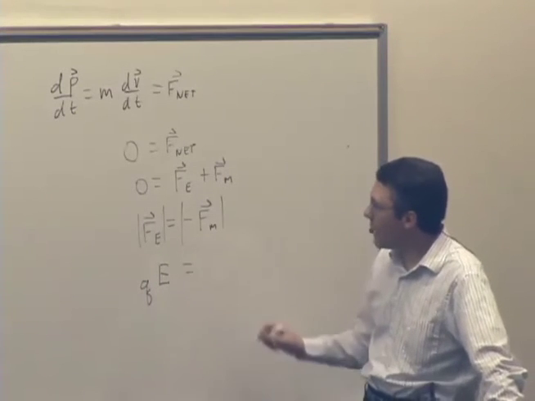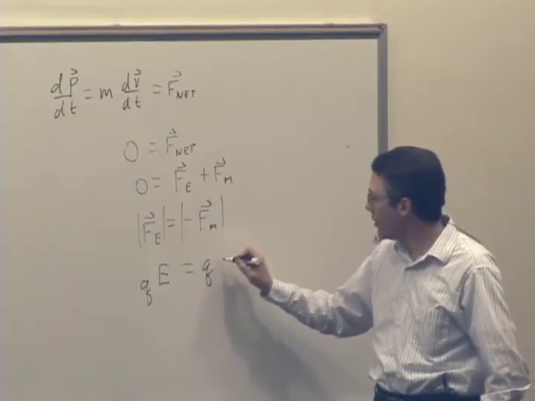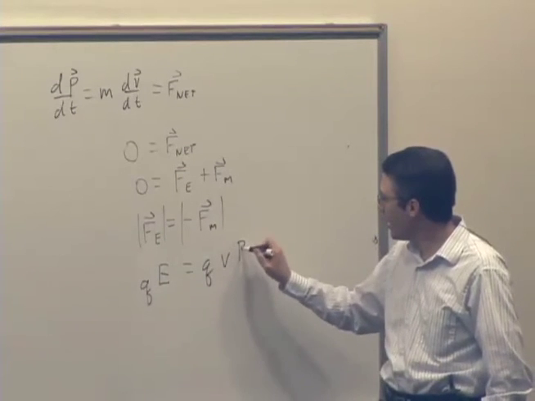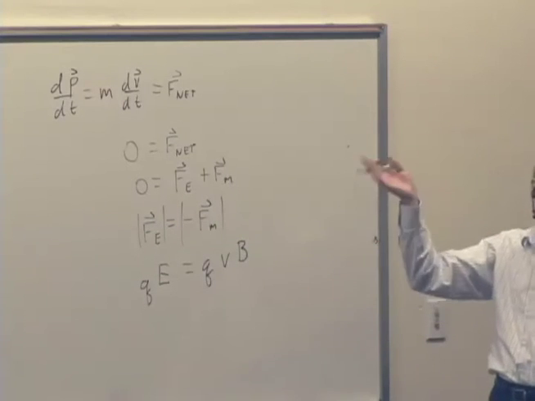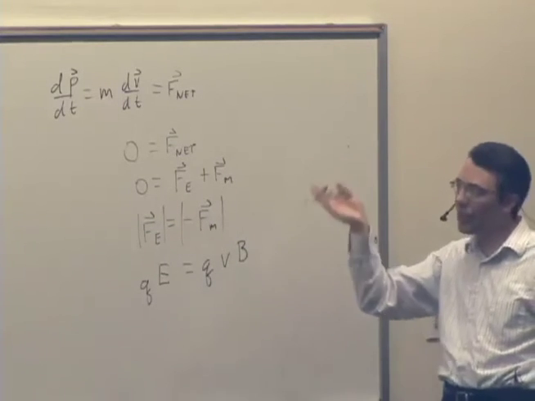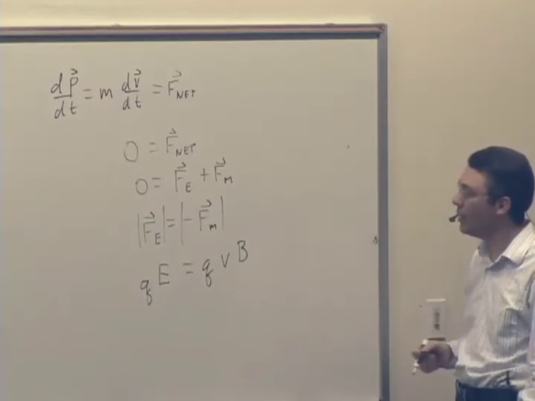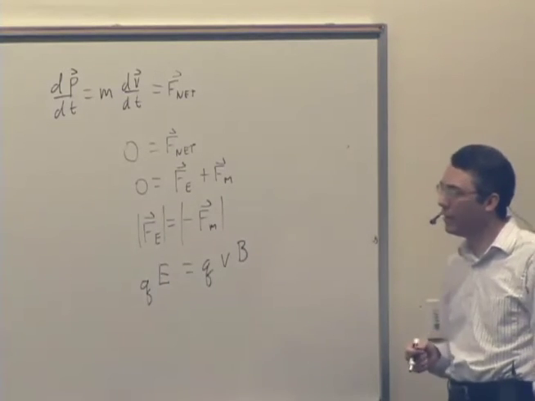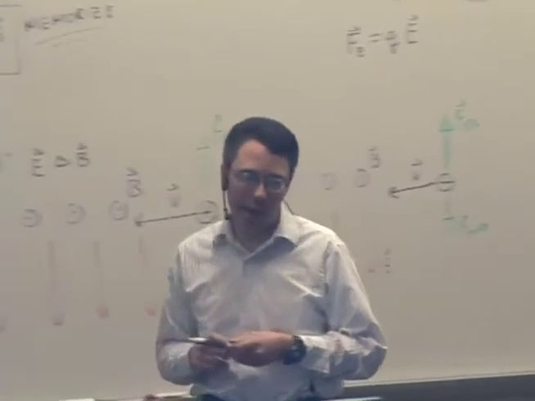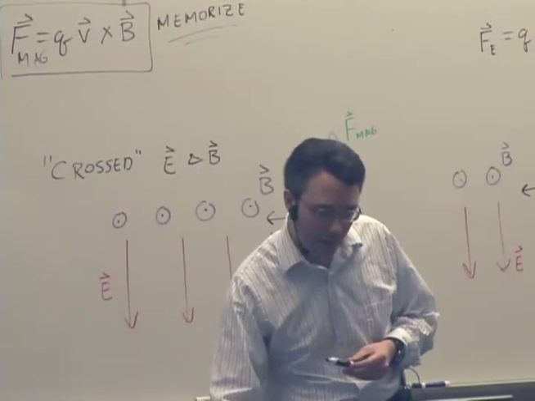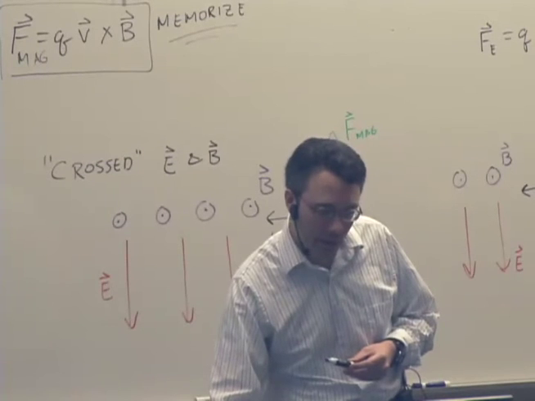The magnitude of the magnetic force is the charge times its speed times the magnetic field times the sine of what angle? 90 degrees, so sine of 90 is 1, so it's just going to be Q times V times B. And so answer 1 is correct.